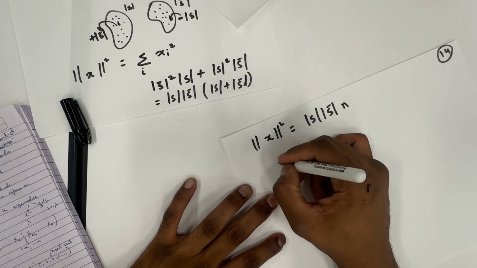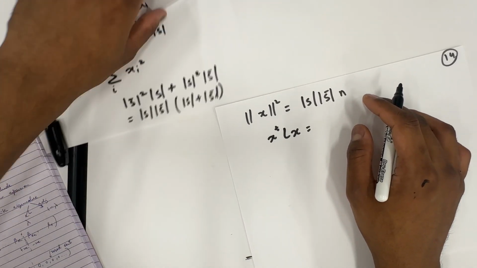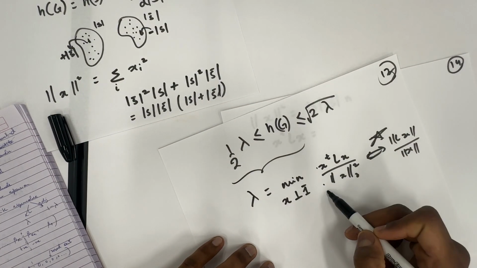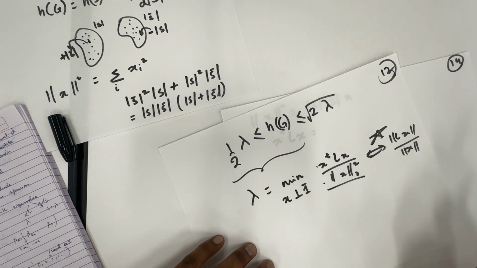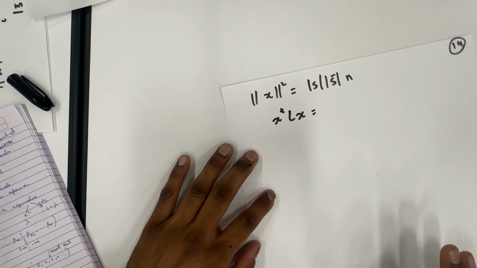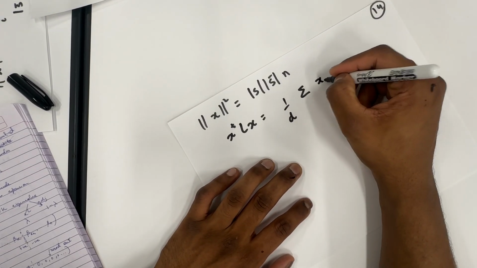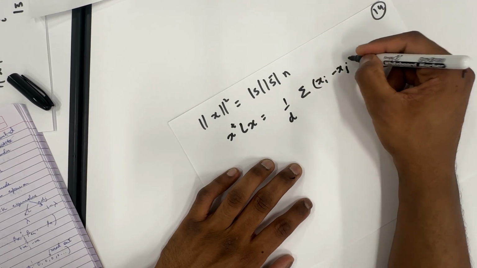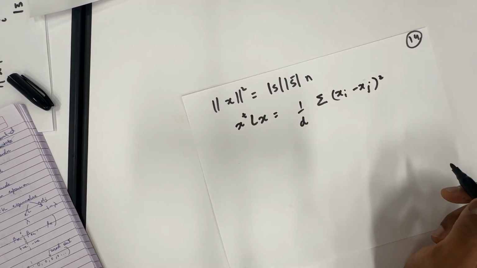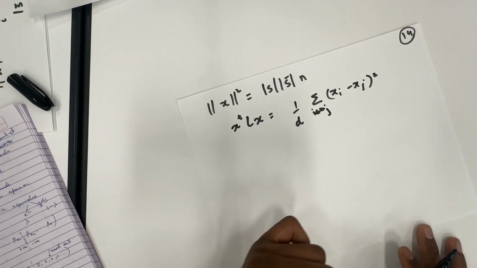Now let's look at x transpose Lx. Basically what we are doing is trying to reason about this. So we found the denominator. Now let's look at the numerator and see what we have, and we will be able to see that this is a pretty straightforward result. So this was, as we discussed, 1 over d sum of xi minus xj whole square for all ij edges, right?